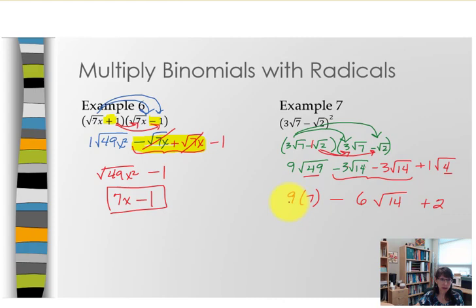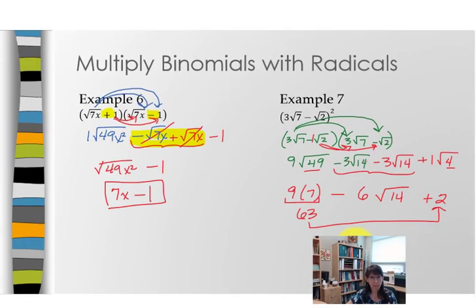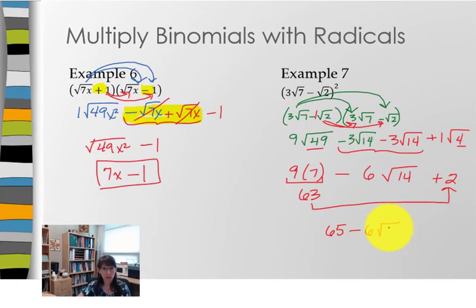So the best we can do here is actually multiply out 9 times 7, which is 63, and combine that with its other like term, positive 2. So this final answer is going to be 65 minus 6 square roots of 14. And that's how you can multiply with radicals.